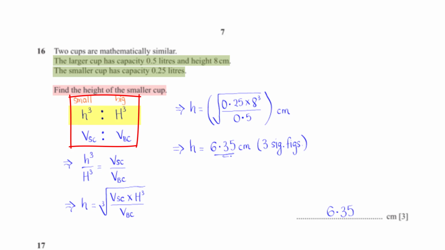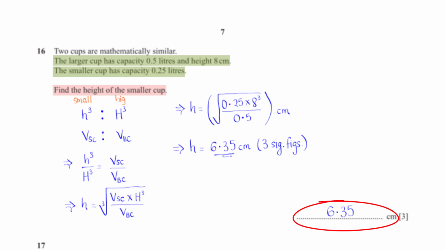And so from our ratio, we get the equation small h cubed divided by the big H cubed is equal to the volume of the small cup divided by the volume of the bigger or the larger cup. So when we make h the subject, we get the cube root of the volume of the small cup times big H cubed divided by the volume of the big cup. We know that the volume of the small cup is 0.25 liters, the volume of the big cup is 0.5 liters, and the height of the big cup is 8 centimeters. And so when we slot in these values and type it into our calculator, we get the height of the small cup to be 6.35 centimeters, correct to 3 significant figures.